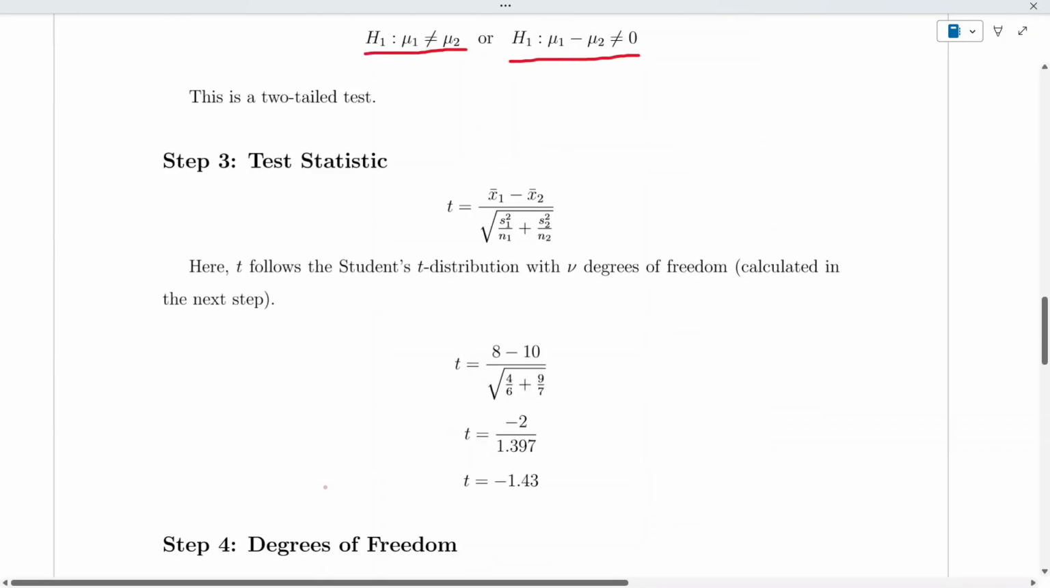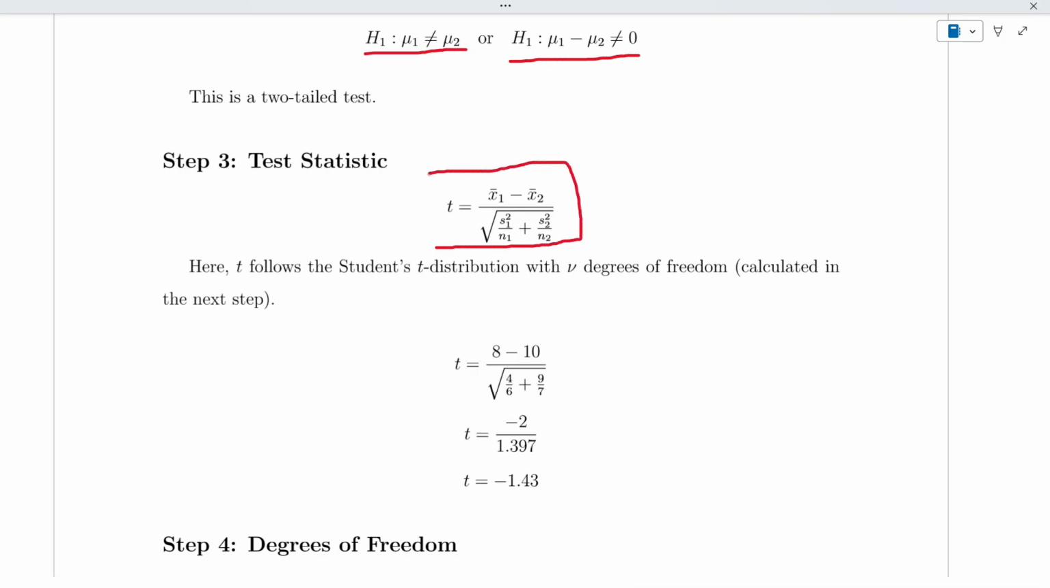Step 3. Calculate the test statistic. The formula for the test statistic is T equals the difference in sample means divided by the square root of the sum of variances divided by their respective sample sizes. Substituting the values, we have T equals 8 minus 10 divided by the square root of 4 over 6 plus 9 over 7. Simplifying this, we get T equals negative 2 divided by 1.397, which equals negative 1.43.